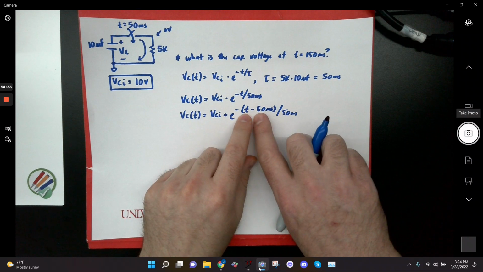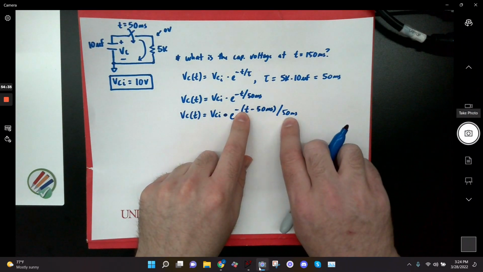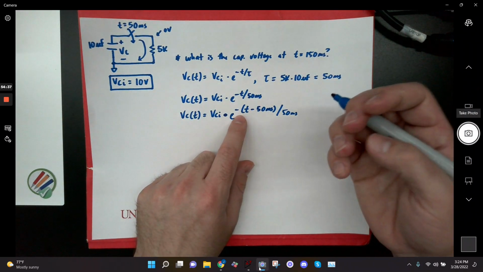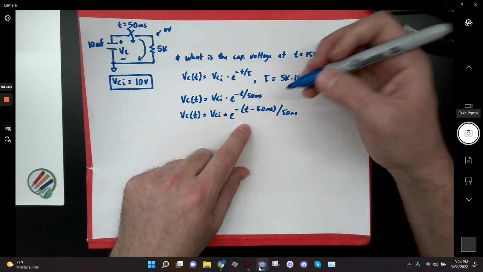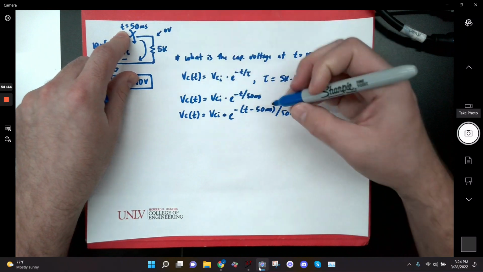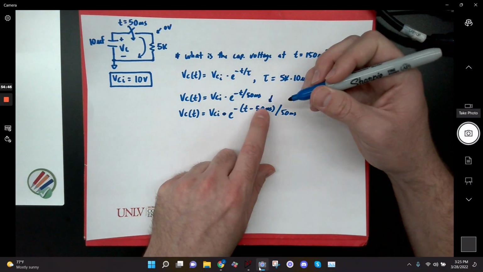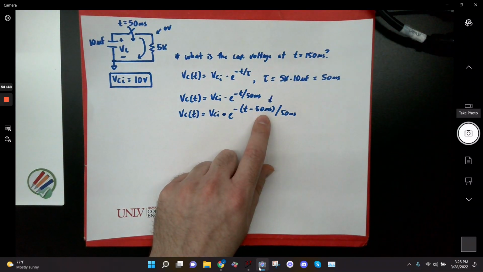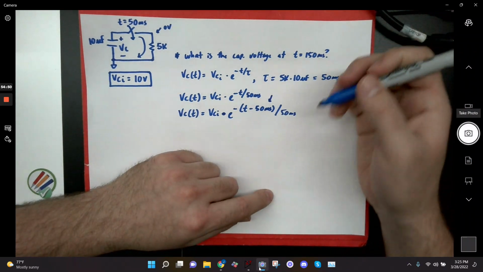And then when I put in 100 milliseconds, that's after one time constant. And when I put in 150, that's going to be after 2 time constants. So make sure that based on when the switch is closing, you're going to have to include this basically offset for the time when the switch closes.